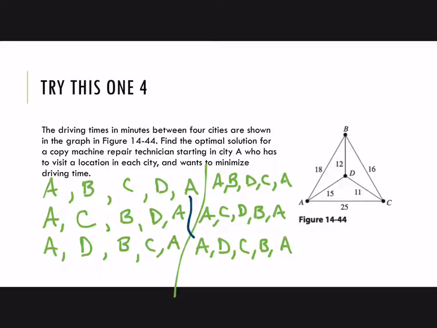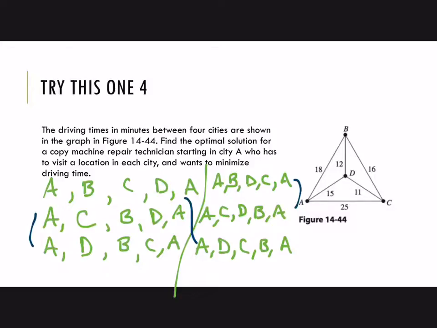These two, these two. And then ACBDA matches this one. Oops, no it doesn't. These two match, and these two match. So let's find the sums of the weights.